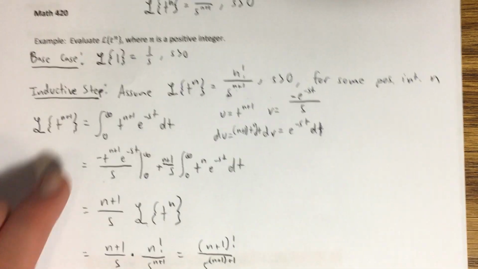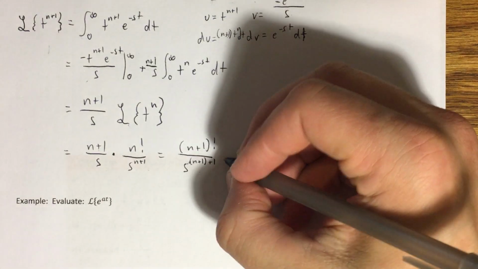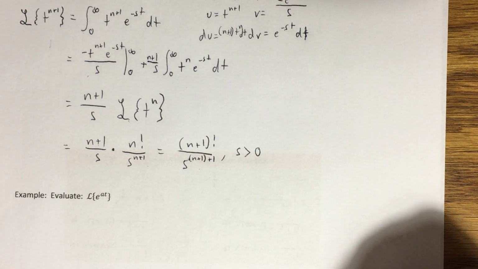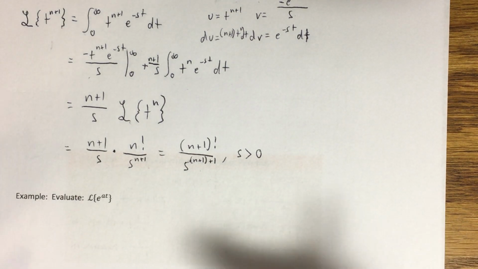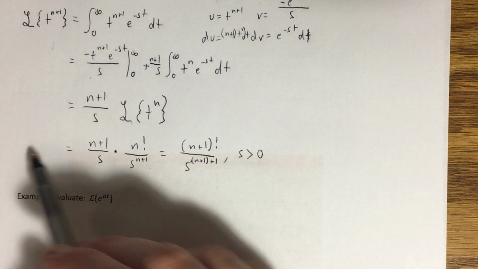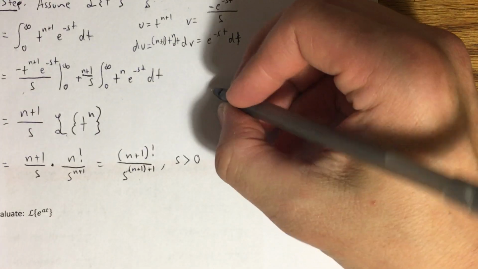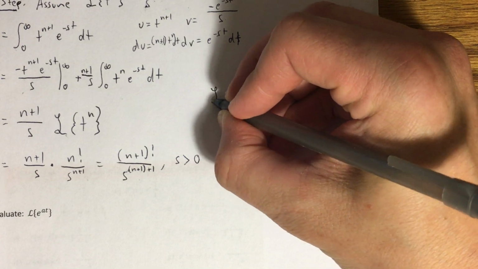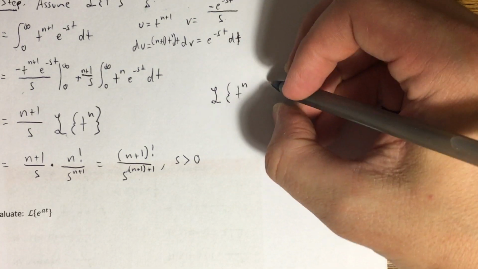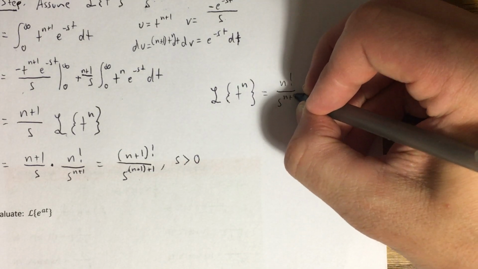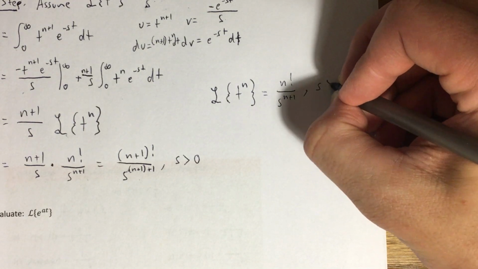That's verifying that the formula also works for n plus 1, where s is greater than 0. So that actually establishes the result that we're looking for. Normally you'd have a concluding statement here and a proof by induction. You'd say, by the first principle of mathematical induction, such and such is true. I'm going to skip that just because all we want here is an answer, and I'll repeat my answer over here. The Laplace transform of t to the n equals n factorial over s to the n plus 1, where s is greater than 0.